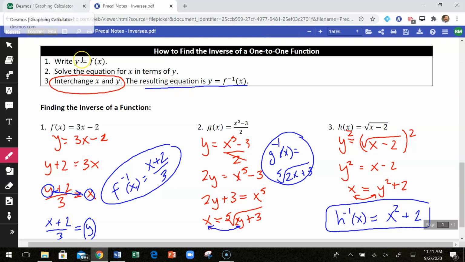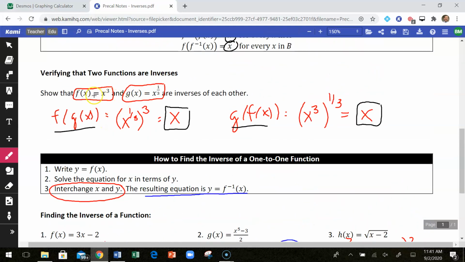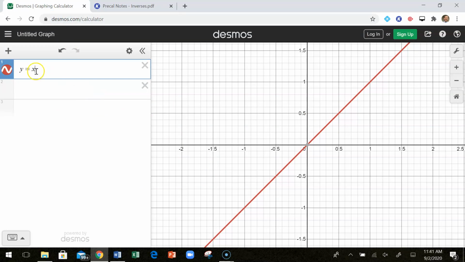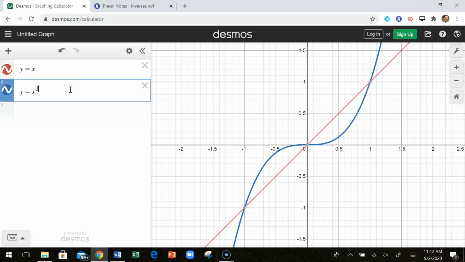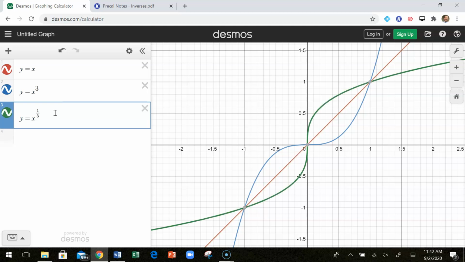Okay, so I'm going to look at this example we did up here. We know that x cubed and x to the 1/3 are inverses of each other. I already have graphed the line y equals x. Okay, so y equals x is going to be my line of symmetry. If I look at y equals x cubed, and then I also look at y equals x to the 1/3, notice how those two graphs, the blue and the green, are symmetric about that line y equals x.